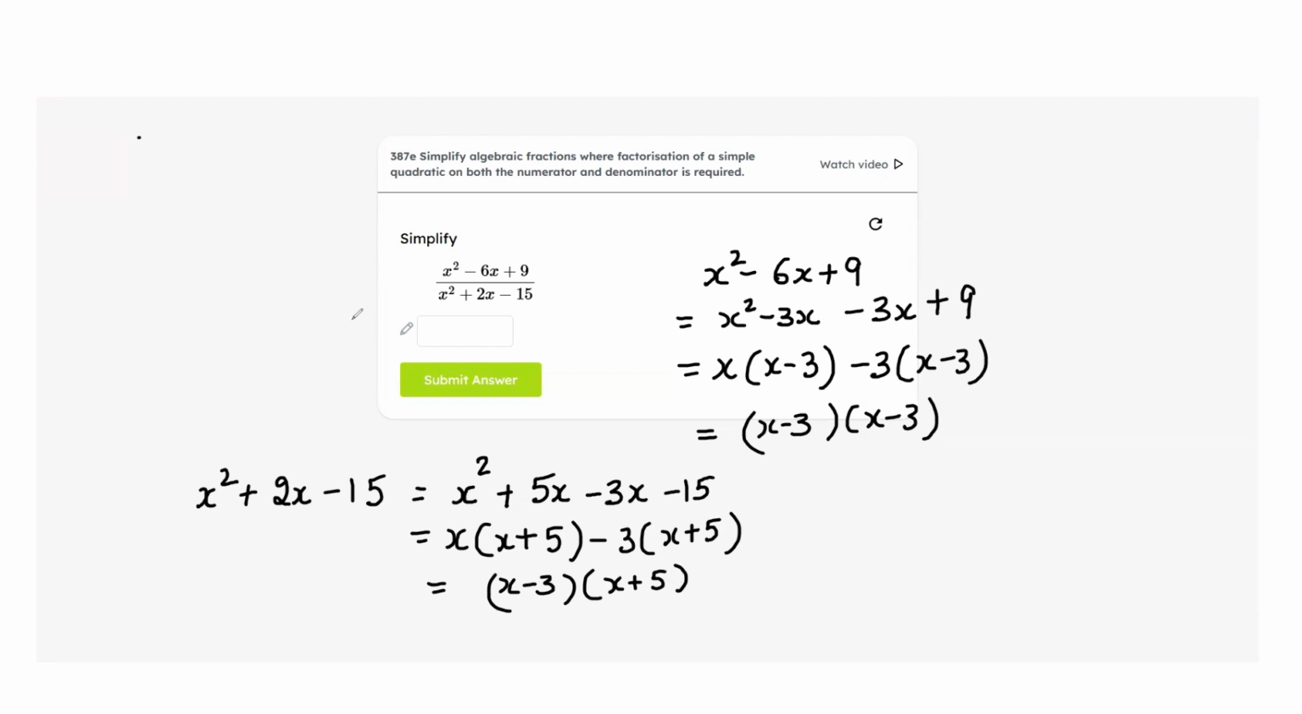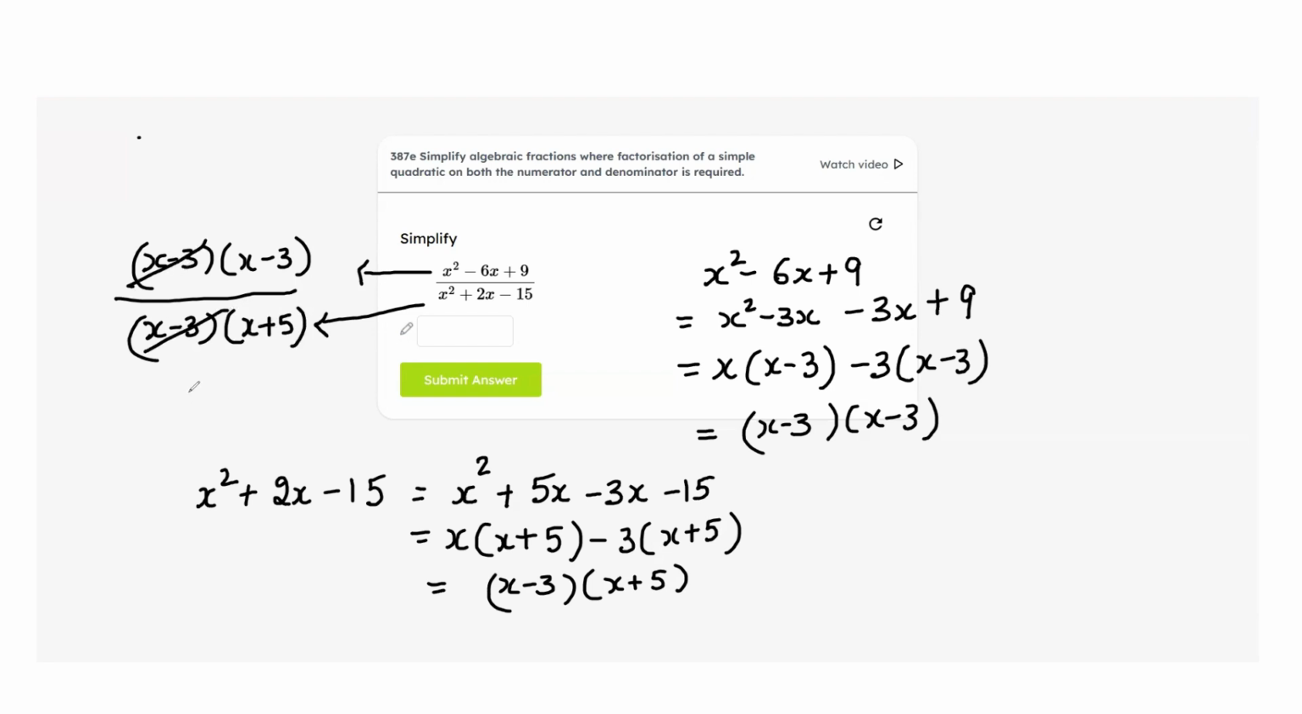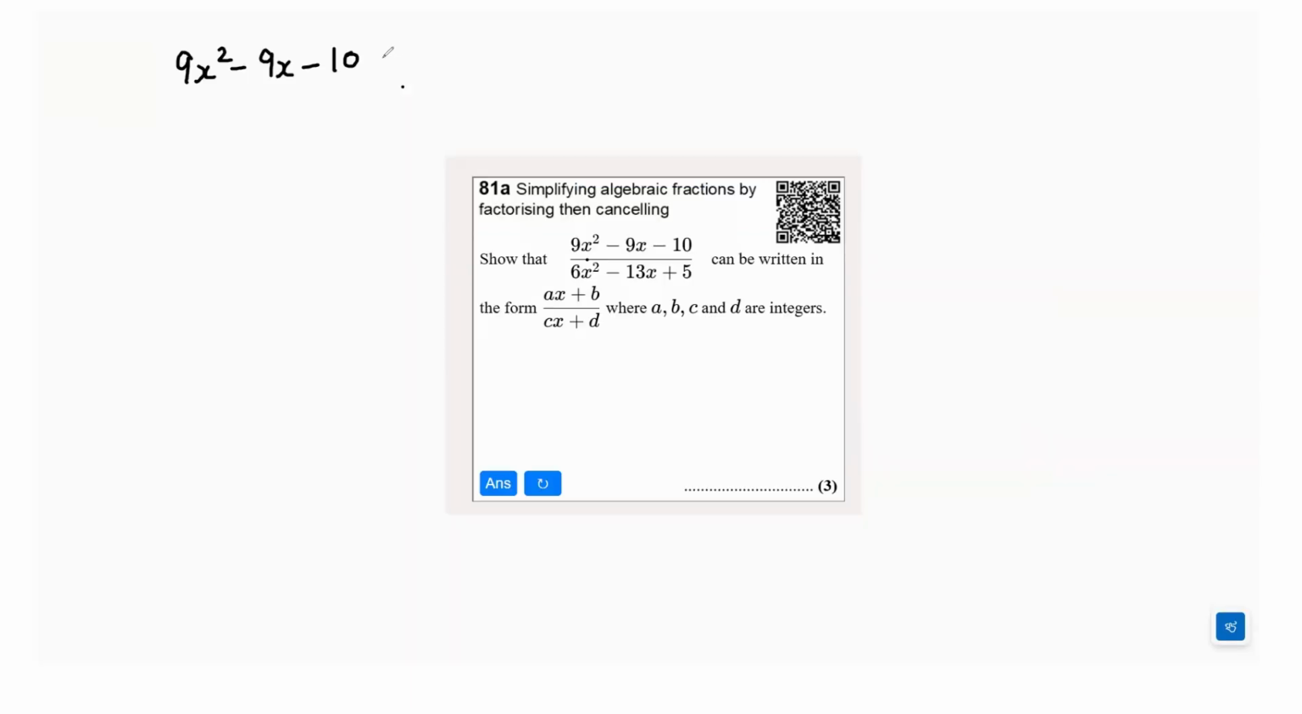Now we'll substitute these values here. So in place of this, we can write down x minus 3 into x minus 3. In place of this expression, we can write down x minus 3 into x plus 5, and then we can cancel it. And the final answer for this expression in the simplified form is x minus 3 over x plus 5.